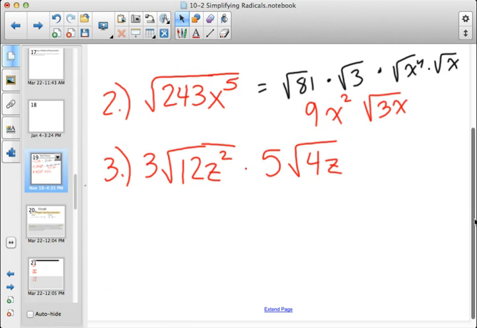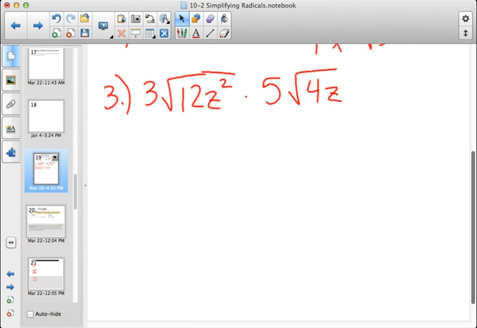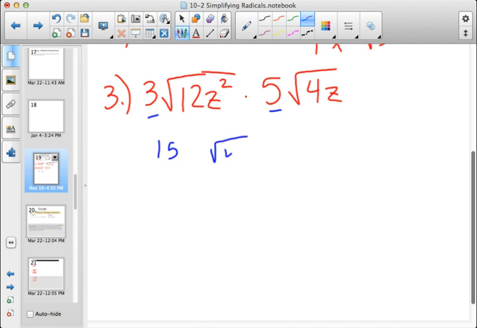As we scroll down and take a look at the last one in the bell work, 3 times the square root of 12z to the 2nd times 5 times the square root of 4z. Again, many ways that we can do this. I always like to start with my 3 and my 5 and multiply those together first to get 15. The square root of 12 and the square root of 4, we could just simplify by multiplying the two numbers together. We could write that as the square root of 48 if we wanted to.